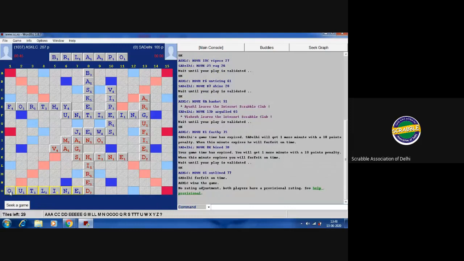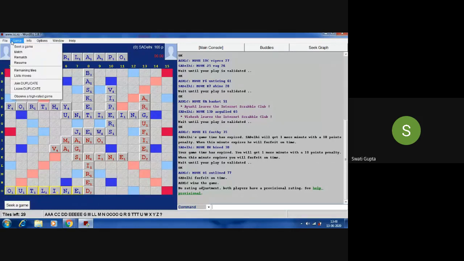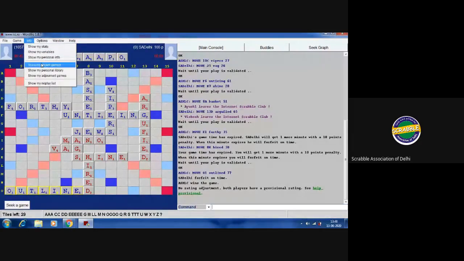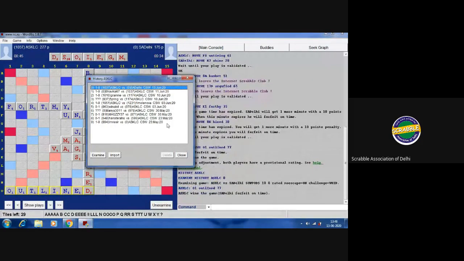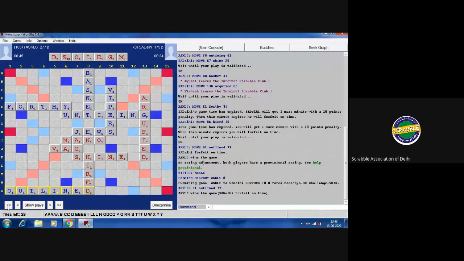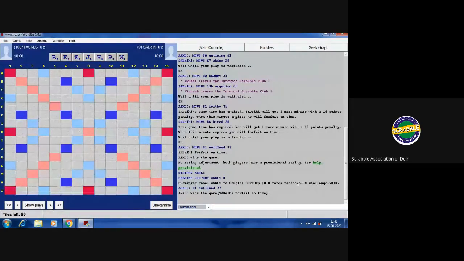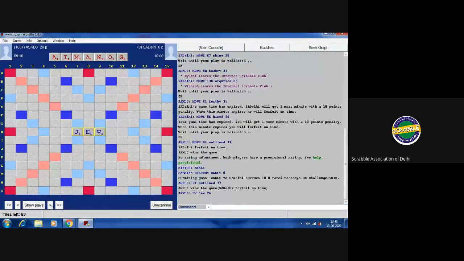Can you just do a quick recap of the game and see what were the best words which were possible by the ISC? Sure. You'll have to examine. So yeah, show plays. Just do the show plays. So she plays Jew, but according to the computer, what was the best possible play? Just show play.